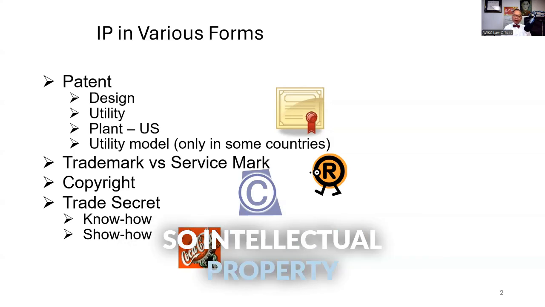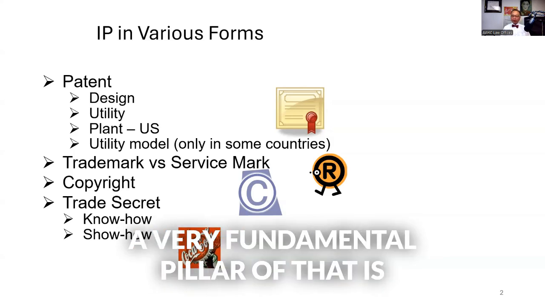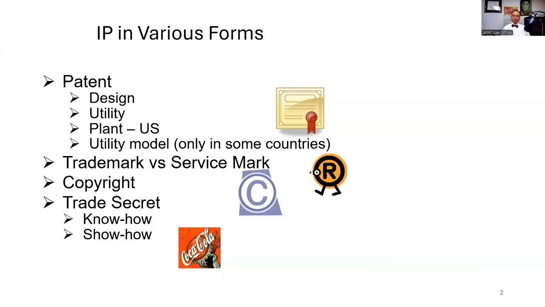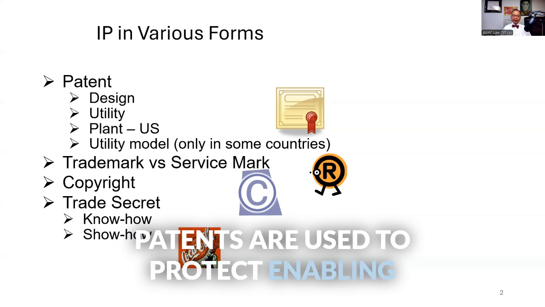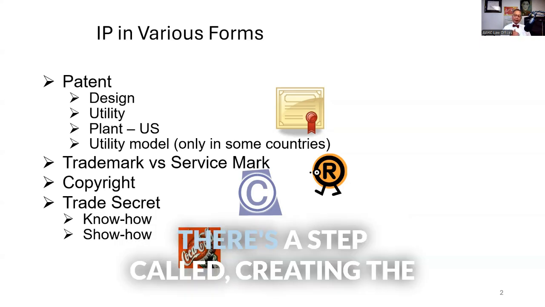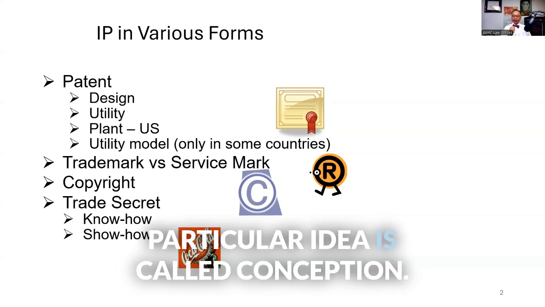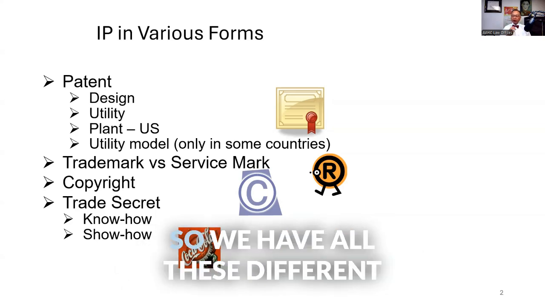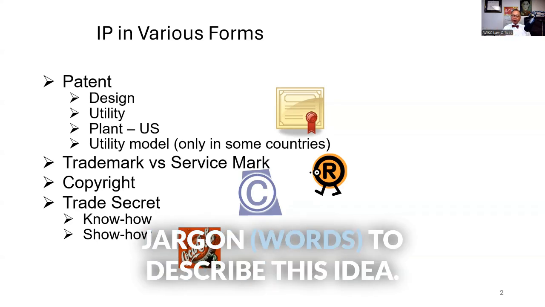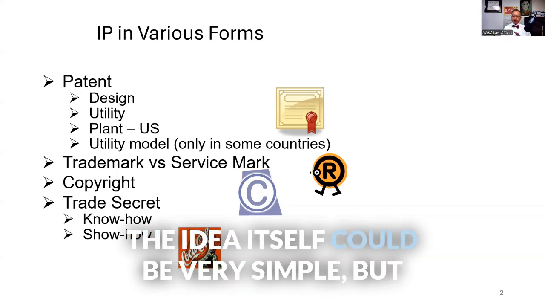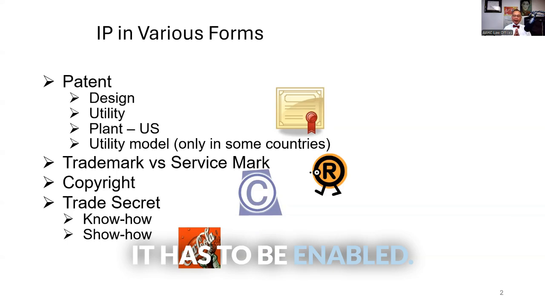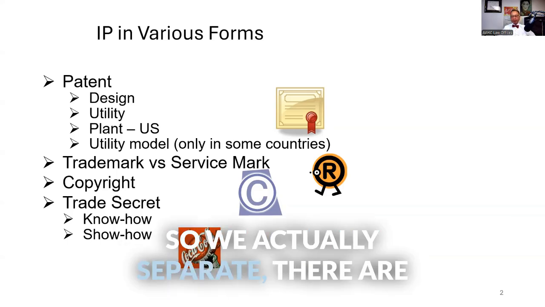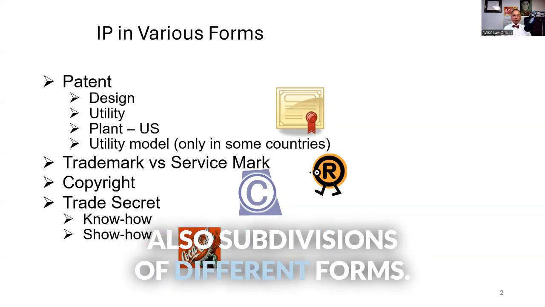So intellectual property actually occurs in different ways. A very fundamental pillar of that is called patents. Patents are used to protect enabling ideas, right? There's a step of creating the particular idea called conception. We have all these different jargons to describe this idea. The idea itself could be very simple, but it has to be enabled. There are also subdivisions of different forms.